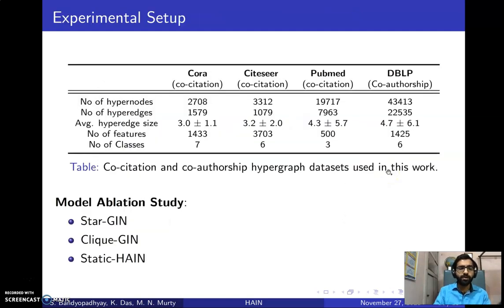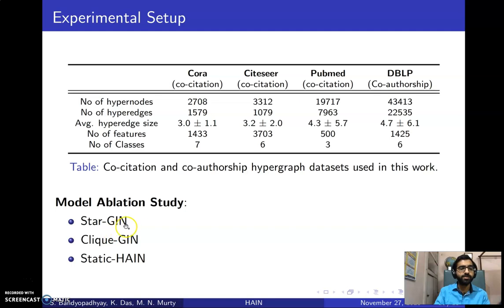Okay, now I will discuss the experimental setup and the results of HAIN. We used four popularly used graph datasets. The first three, Cora, CiteSeer, PubMed, are co-citation networks, and DBLP is a co-authorship network. We have mentioned the number of hypernodes and hyperedges in each of these datasets. We also conduct a model ablation study to understand the efficiency of different components of HAIN.